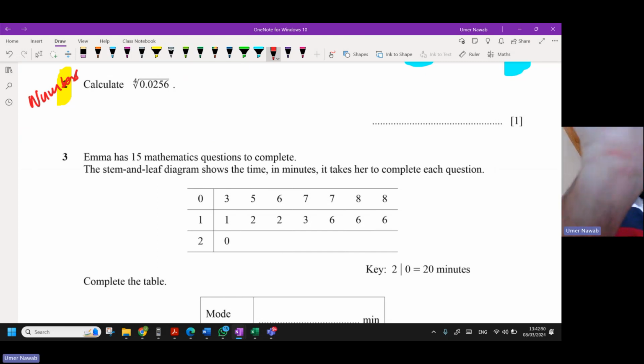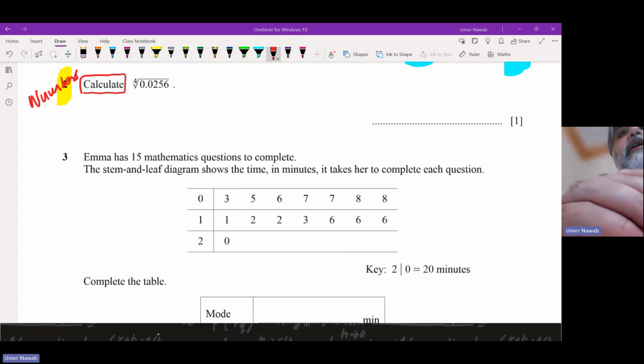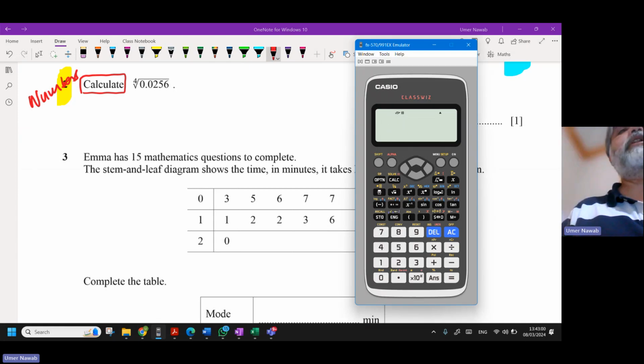Why numbers? Because here the examiner used the command word calculate. So calculate is related to calculator. So he wants to check the skills of calculators. You need to copy this into the screen, how we can calculate.